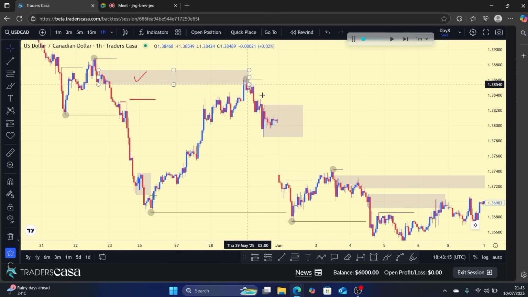Right here, after price created that bearish break of structure, you can clearly see that this is the high and this one is the low. This one is the minor inducement. In this case, I can only see that this one here is the only order flow on the range, and that order flow is unmitigated.